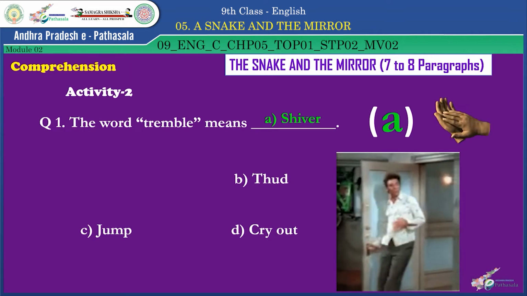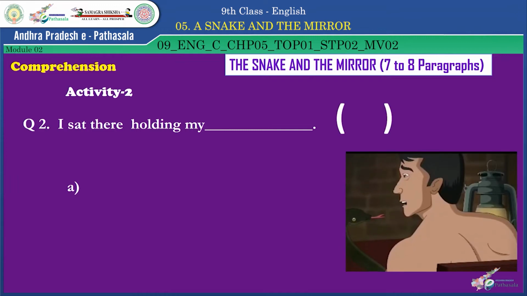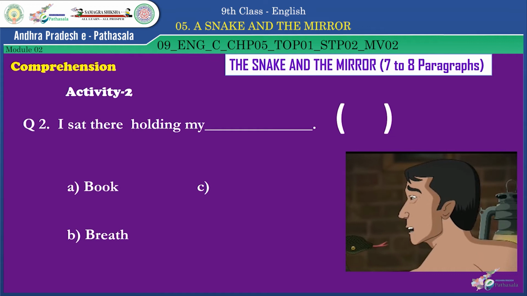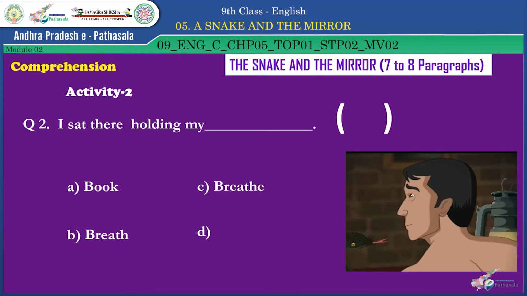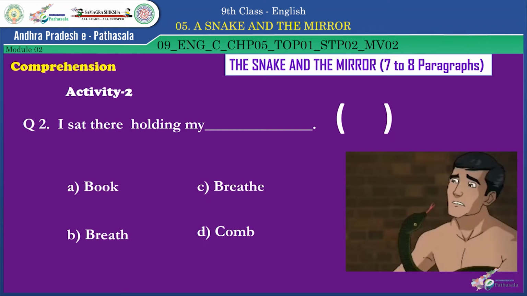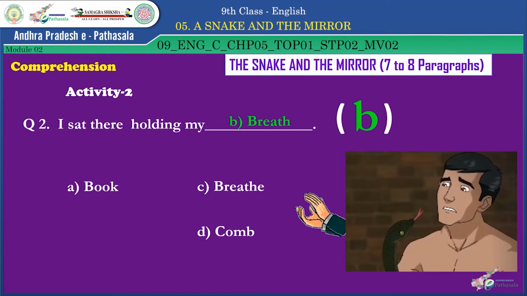Excellent, children. Congratulations. The second question is, I sat there holding my dash. The options are A. Book, B. Breath, C. Breathe, D. Comb. I know, children, you can answer in a right way. B. Breath is the right answer.